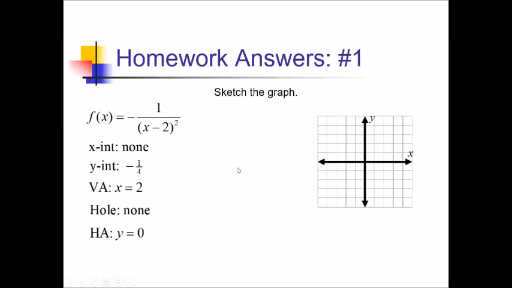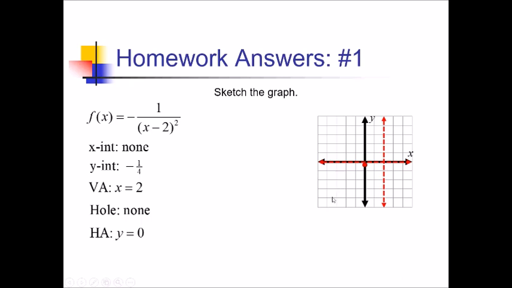On this problem, we're trying to sketch the graph of this function, and they're giving us the following properties for free. So let's go through and get each of these down on our graph. No x-intercepts, don't have to worry about those. We have a y-intercept of -1/4, so let's stick that on here. That's about right here. We have a vertical asymptote at x equals 2, so a vertical dashed line going at 2. That'll guide our function. No holes to worry about. We have a horizontal asymptote at y equals 0, so that's on the x-axis here.